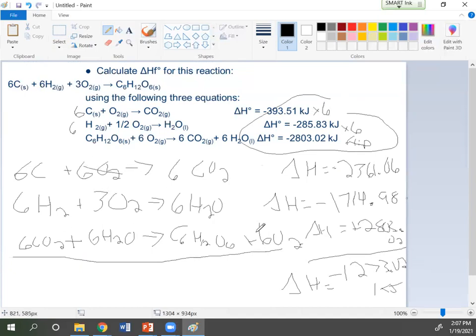H2O's cancel. CO2's cancel. So all this part of it is just a double check mechanism to make sure I multiplied and flipped everything correct. Okay, what's the answer? Negative 1273.02. That's Hess's law.